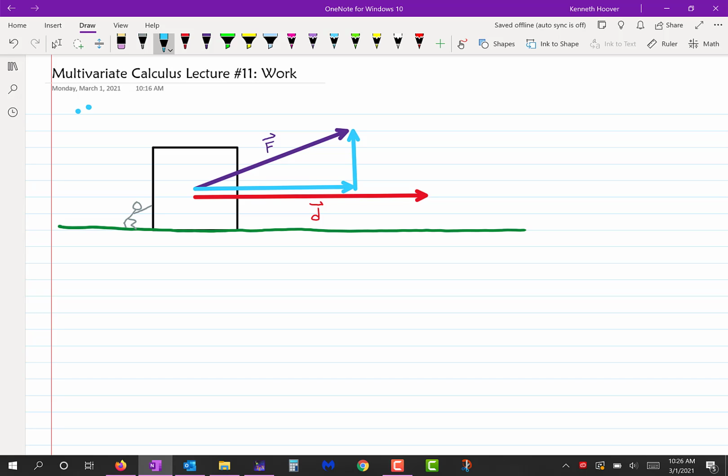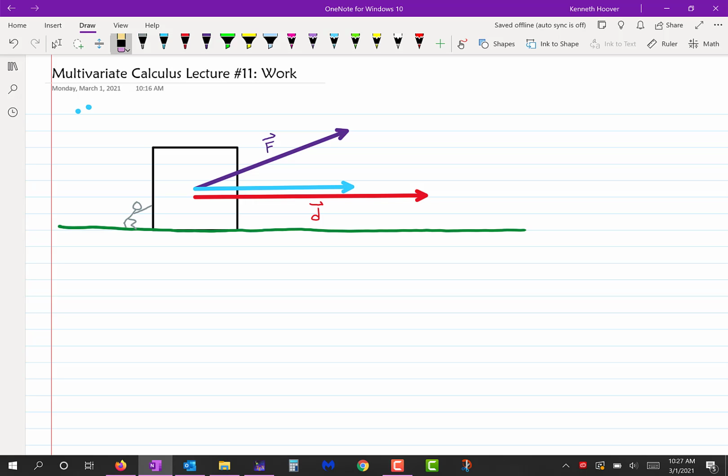Not because I'm wanting to avoid it, just because that's not the topic that we're dealing with. And that has nothing to do with the work, okay? So the only part of his force that's doing any actual work is the horizontal part. Let's erase the vertical component of his force since it's being canceled out. I'm not saying it doesn't exist. I'm just saying it's not doing any work, and we're talking about work, so I'm going to erase it.